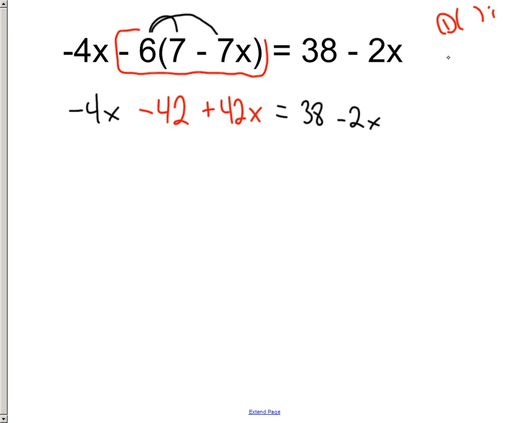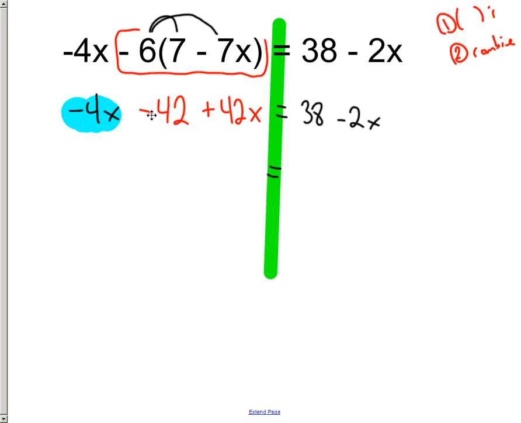Now, the second thing we need to do is combine. We're talking about combining on the same side of that equal sign. So I'm just going to draw a line straight down here with a highlighter. So there it is. Here's the left side. Let's take a look at this. Is there anything to combine with this negative 4x? Not the negative 42, but this 42x could combine. Negative 4 plus 42 is 38x.